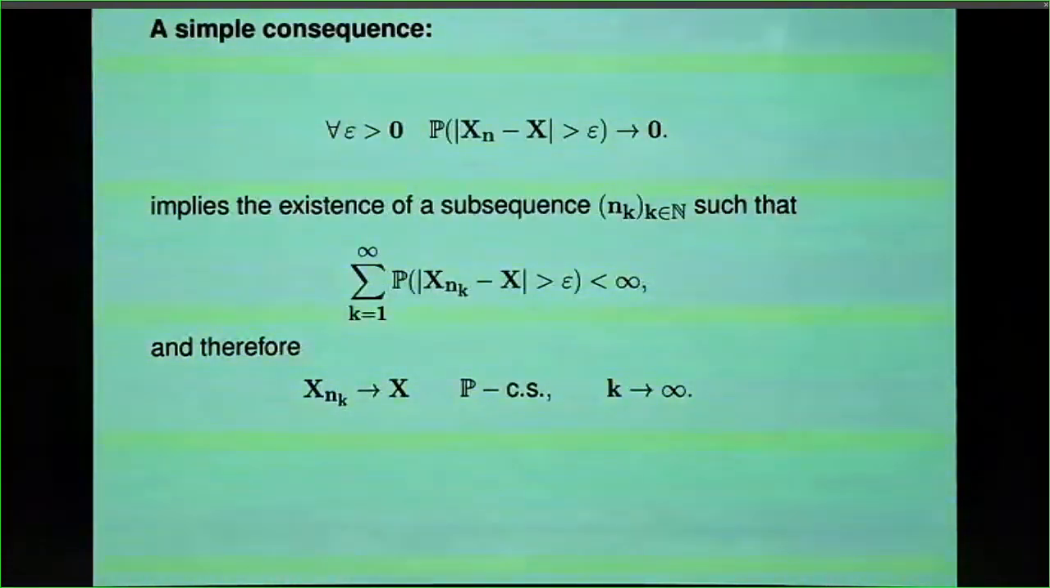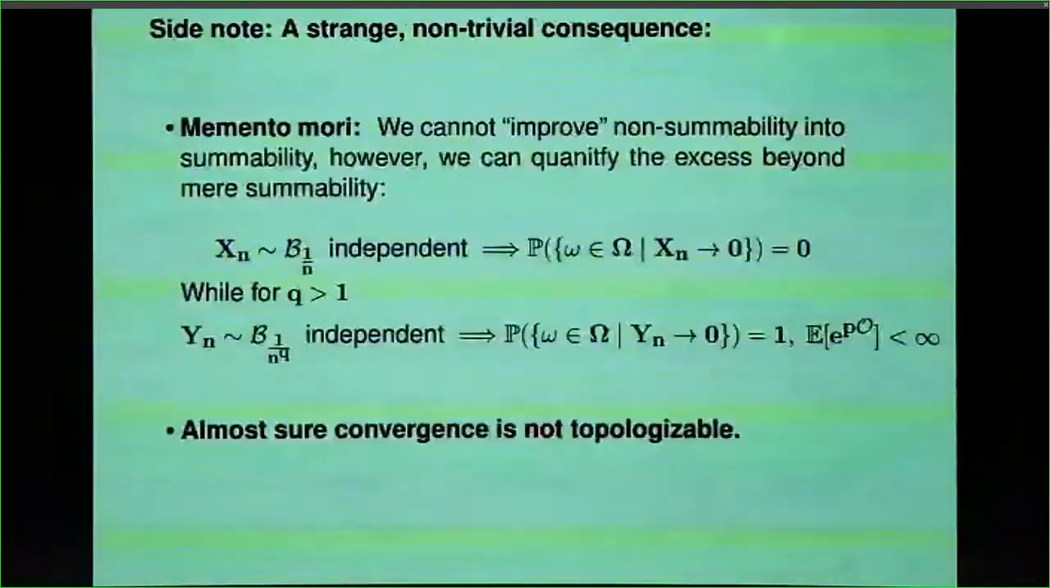First of all, if you have convergence in probability, then of course you can always select subsequences which are again summable. This is very well known. But one of the consequences of this is that almost sure convergence is not topologizable. There's no topology behind. Okay, what is the reason?